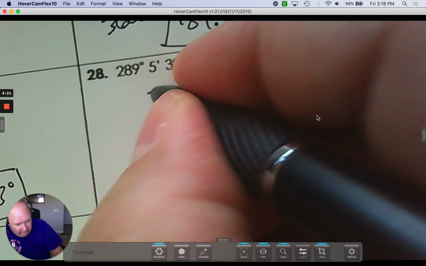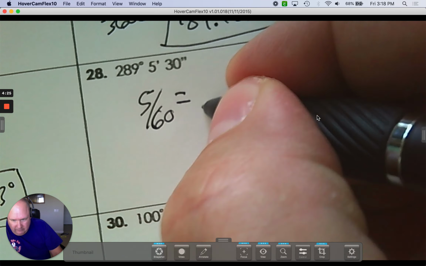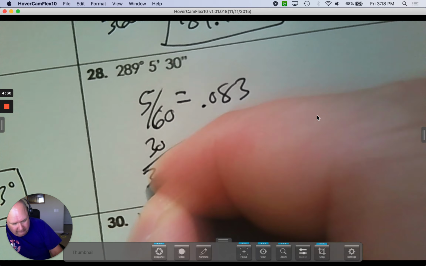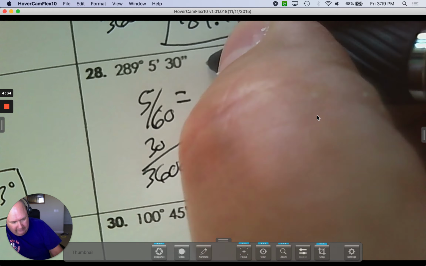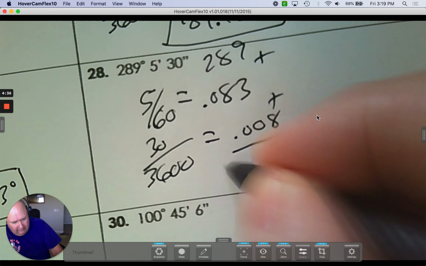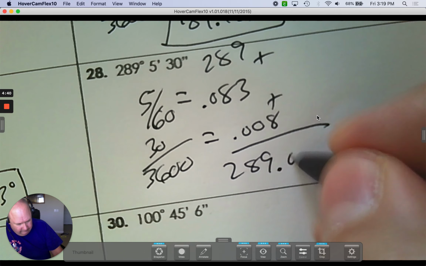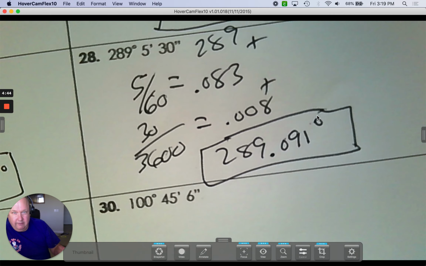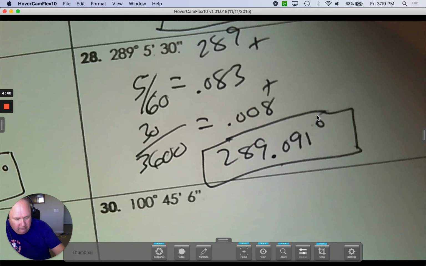So 5 minutes divided by 60 is 0.083. 30 seconds divided by 3,600 is 0.008. Add that up with 289, and you get 289.091. So the ability to have degrees, minutes, and seconds and know how to convert it to just degrees.